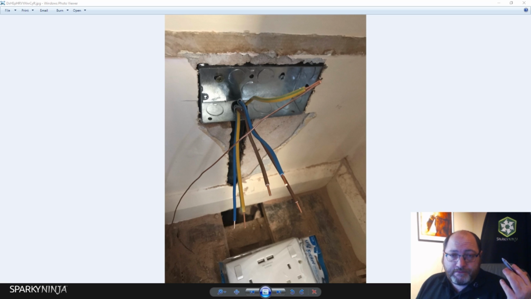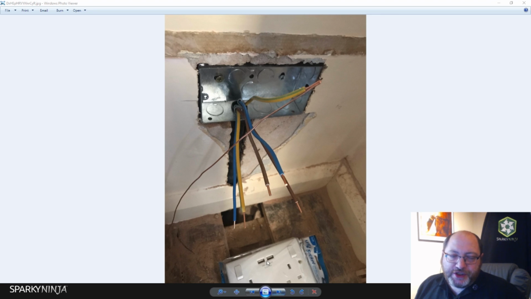It is my opinion. And the argument. So the argument is the back box. So we have the back box there. We have the multi-core cable coming in. Do we have to earth the back box? Some people say yes. Some people say no.